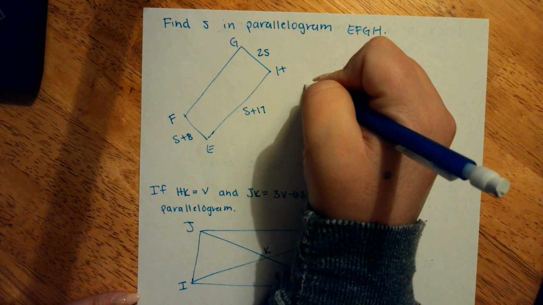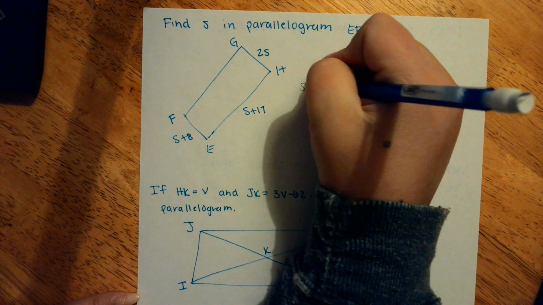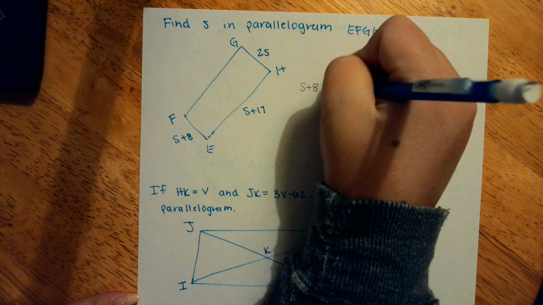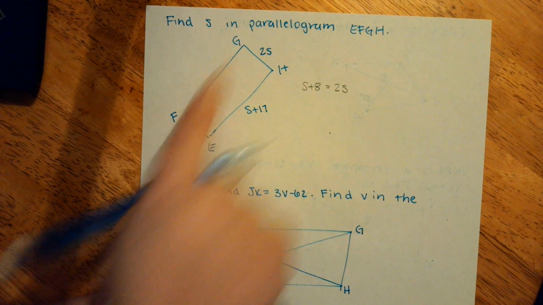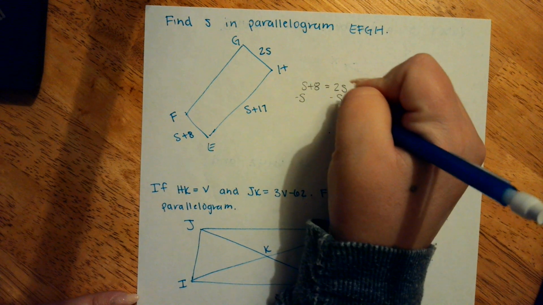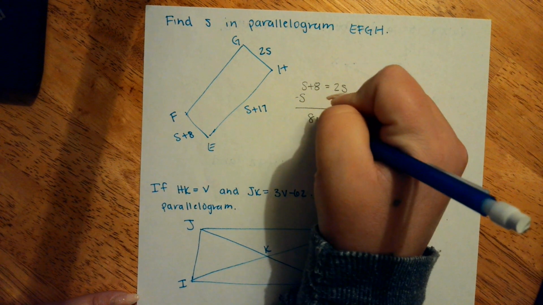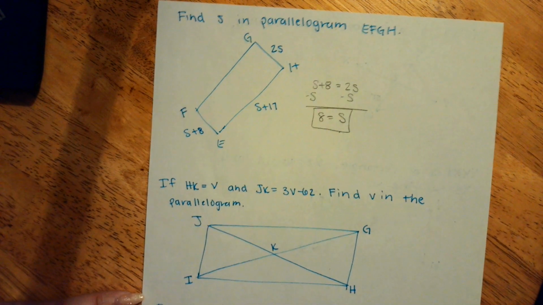So we can say that S plus 8, that's FE, is equal to 2S because opposite sides are congruent. And then we just solve for S. So subtract S from both sides. We get S equals 8. Boom. You're done.